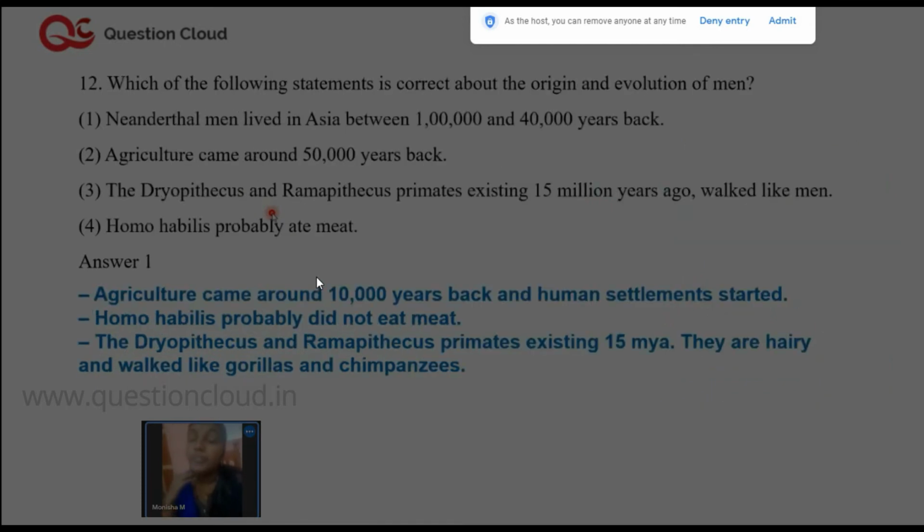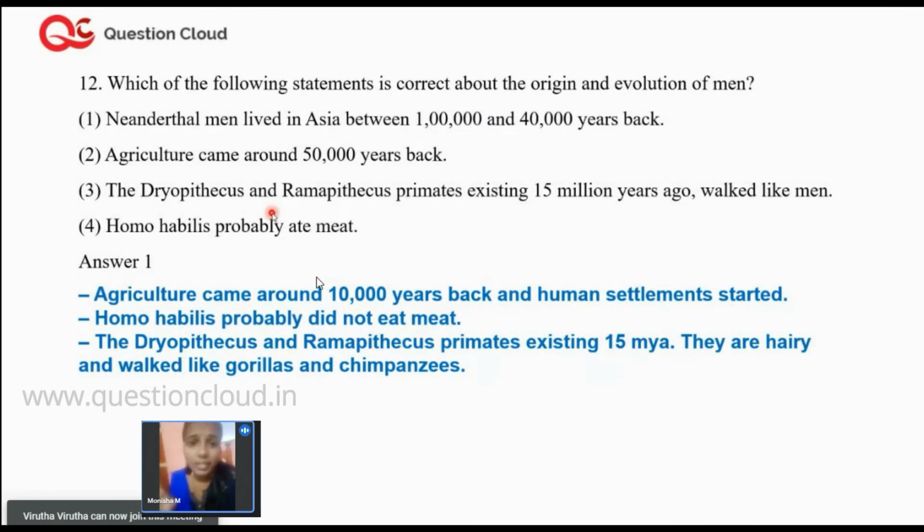Okay, right. So this 12th question is actually a very theoretical question. There is not much logic involved. This is from the evolution chapter. So mostly in the evolution chapter you have to remember theories and facts. Okay, so not many logical questions will be asked. So this is a theoretical question. Which of the following statements is correct about origin and evolution of man? This is from the evolution chapter.